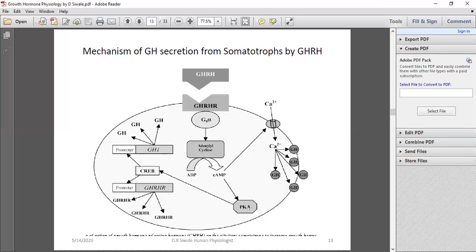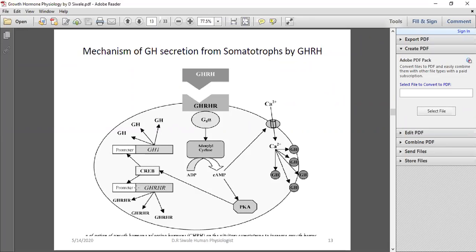Okay, there are various enzymes which are called protein kinases. These protein kinases will activate these. If you check in your notes, this is cyclic responsive element binding proteins. Don't worry about this. You can just call it CREB, cyclic AMP responsive element binding protein. So what CREB does, it just stimulates the synthesis of growth hormone.